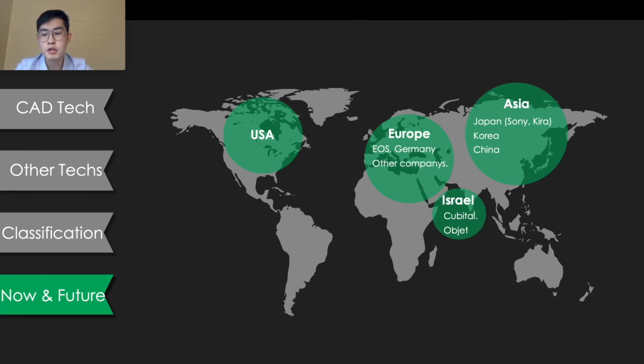A particular country of interest in terms of AM technology development is Israel. One of the earliest AM machines was developed by the Israeli company Cubital. Another company, Objet, is successfully using droplet deposition technology to deposit photocurable resins.